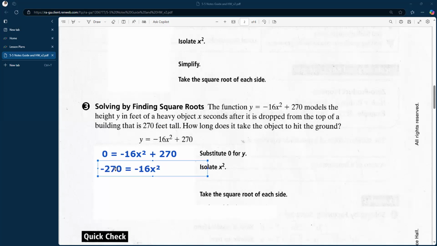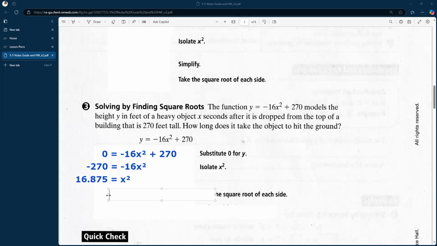Then next, by dividing both sides by negative 16. Negative 270 divided by negative 16 is 16.875. Then I take the square root of both sides.